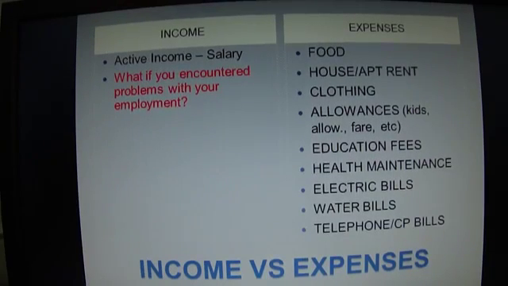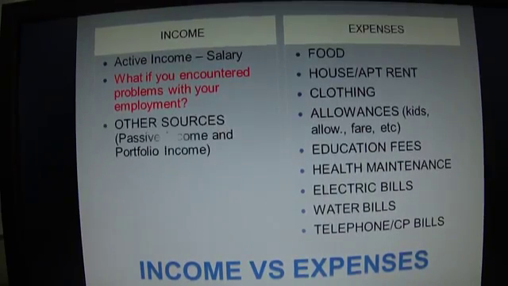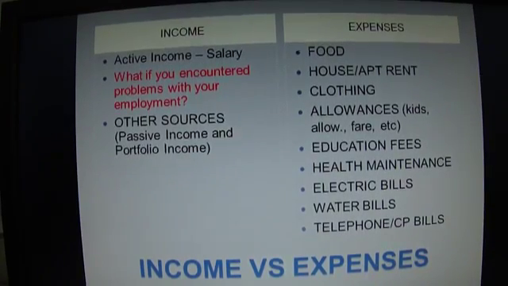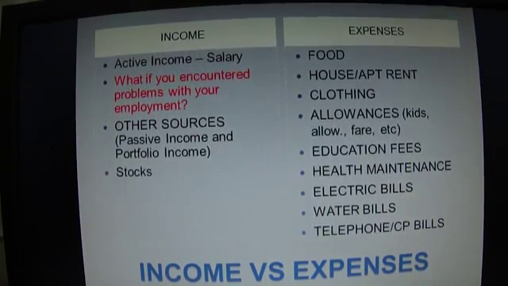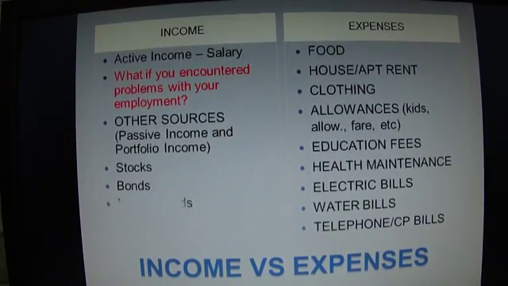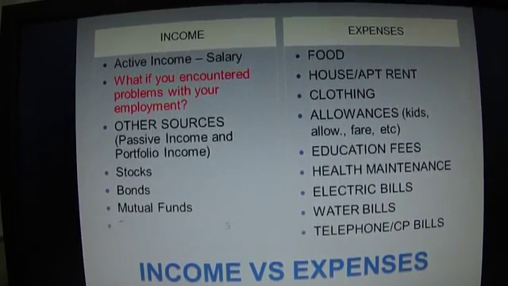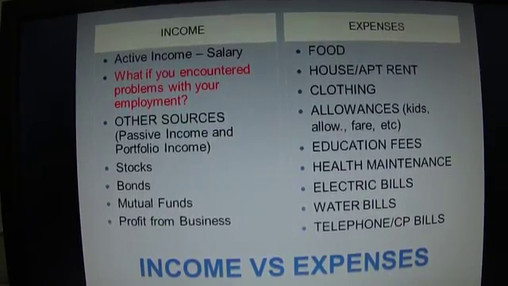In order to solve this problem, we should be able to generate other sources of income. We call it passive income and portfolio income. These are income coming from your stocks, bonds, mutual funds, other investments, and profit from business.